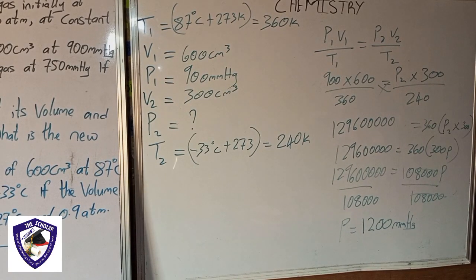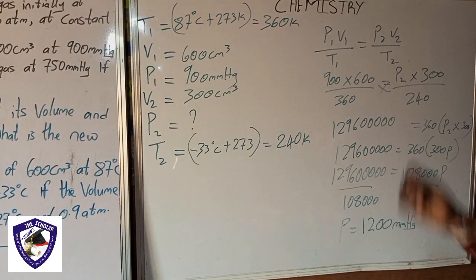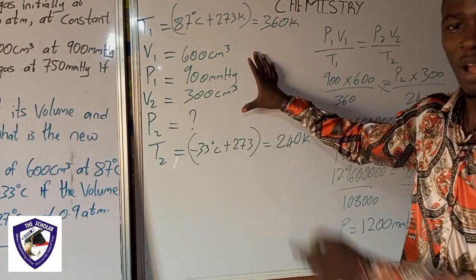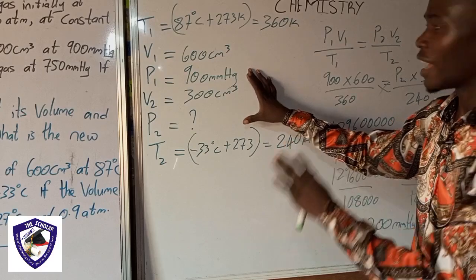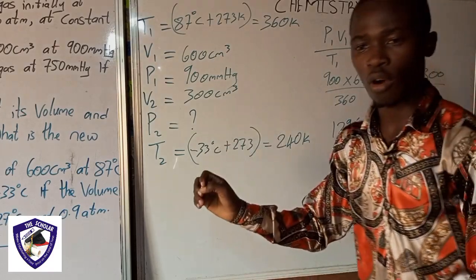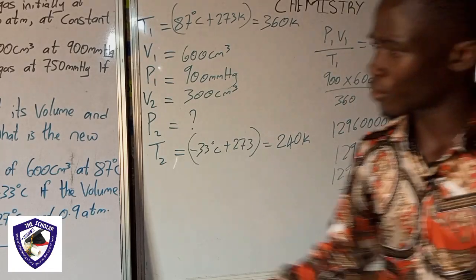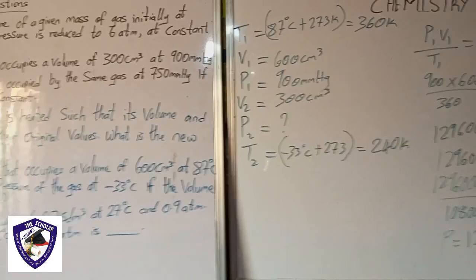So if you look at the process, it is very simple. The first thing is to what? Is to get your parameters, identify your parameters, and after that, identify the kind of law you are using, either Boyle's law or Charles' law or what, or the general gas equation. Now let's look at the last question, the number 5 question.